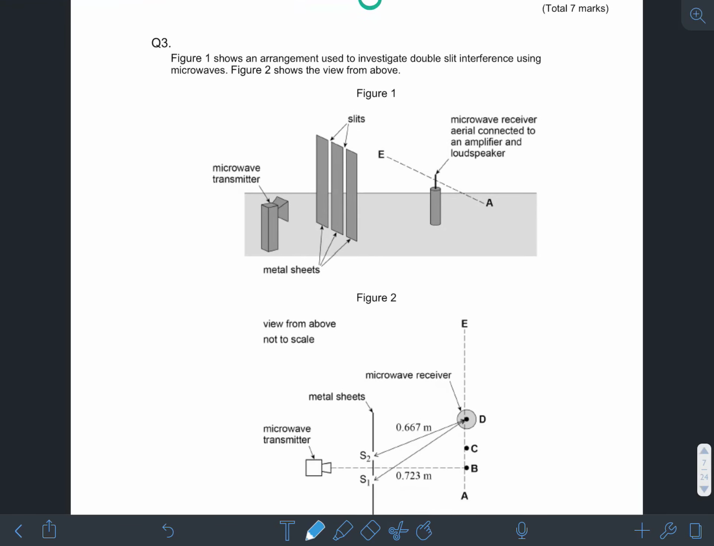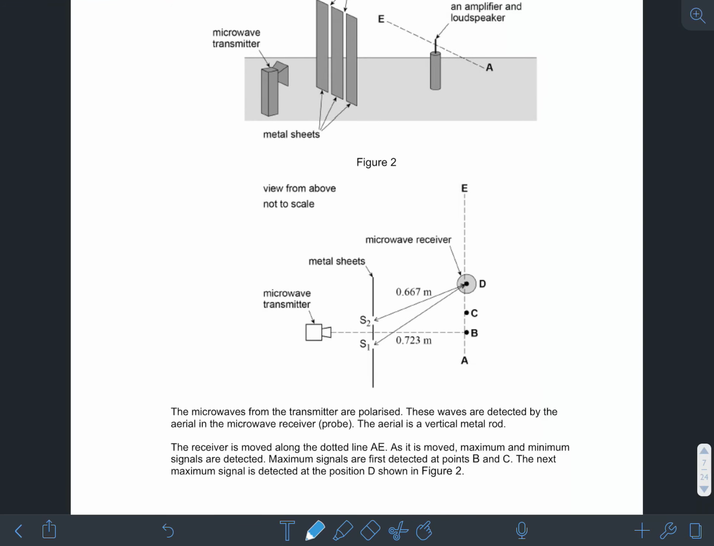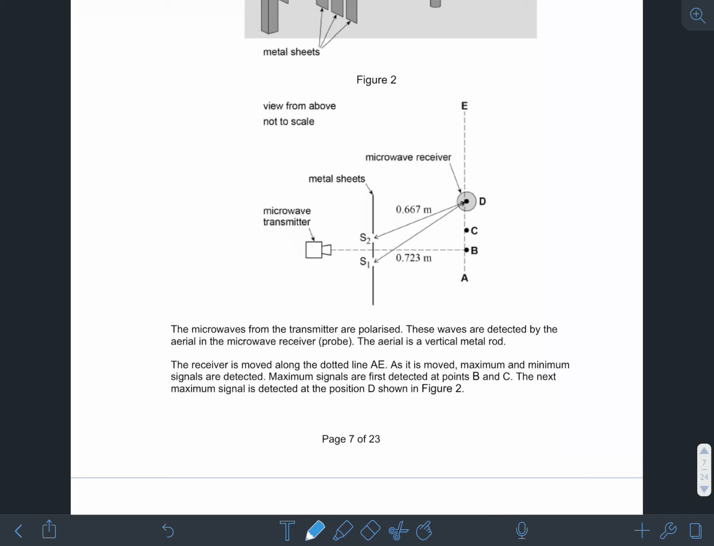Okay, question 3. So we've got some interference which is happening from a microwave transmitter. So we've got what is essentially a double slit experiment. And you can see from above here, they've got some path lengths from the two slits to some different positions of a receiver. So it says the microwaves from the transmitter are polarized. The waves are detected by the aerial in the microwave receiver. The aerial is a vertical metal rod. Okay, and we can see that it's moved along this line here, A to E.